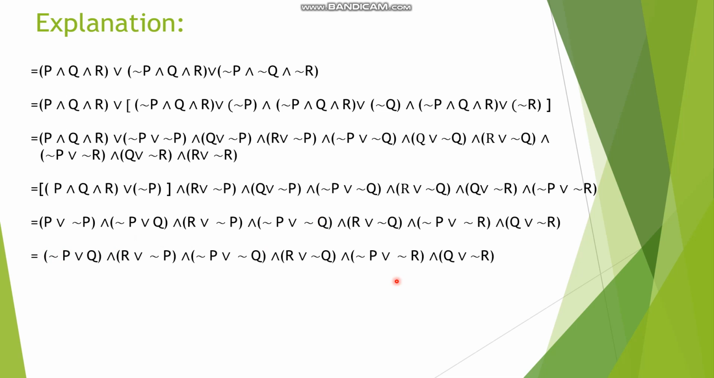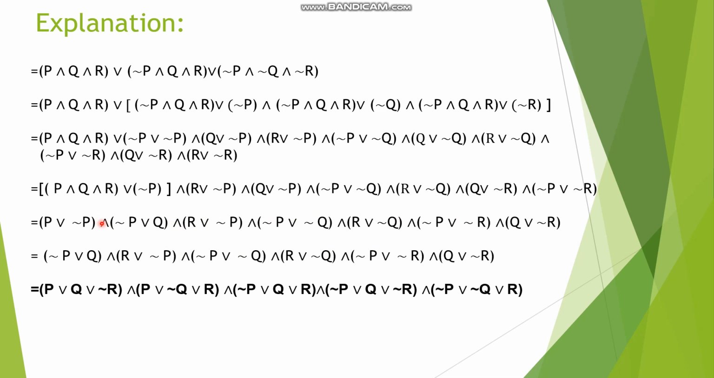This is our second last step, I can say, where we use the complement law of P disjunction negation P, and the remaining terms will be as they are. And again by using the distributive law, our last step becomes this, and we can see this is the canonical product of sum. As we can see, all three variables are in all statements, and this is the last output of this problem statement.